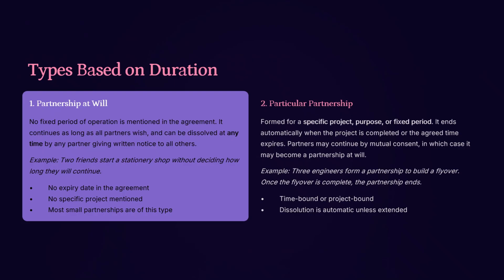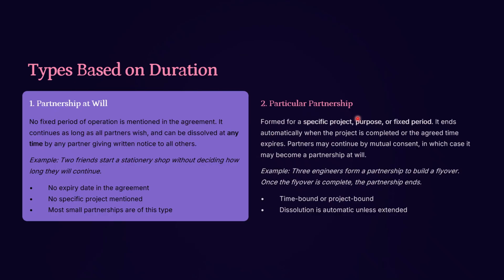Let's first look at the types of partnership based on duration. There are two types: partnership at will and particular partnership. First one, partnership at will. A partnership at will has no fixed time period. It continues as long as all the partners want to continue the business. Any partner can dissolve the partnership by giving a written notice to the other partners. For example, two friends start a stationery shop without deciding how long they will run it. This is called partnership at will.